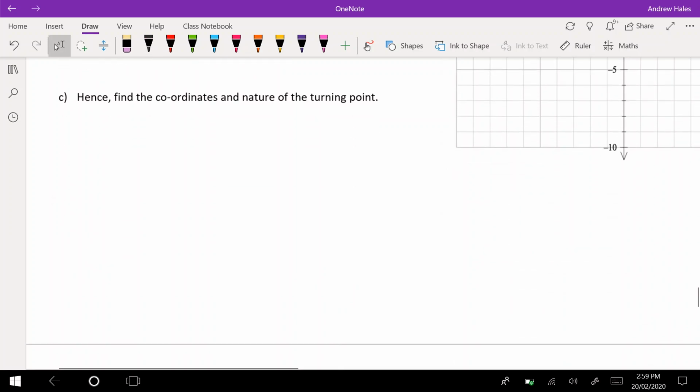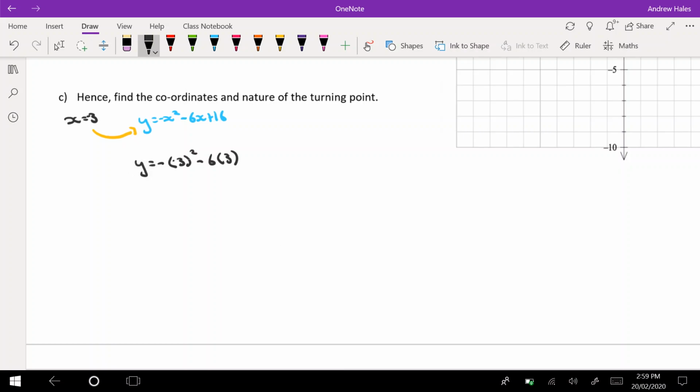Okay, finally, the coordinates and nature of the turning point. The turning point has to lie on the line of symmetry. We know that because it's the nature of a parabola. So, if it lies on the line of symmetry, we know x is equal to negative 3. We put that into our y equals negative x squared, take 6x plus 16. So y is equal to negative 3 squared, take 6 times 3. Oh, sorry guys, it's negative 3.